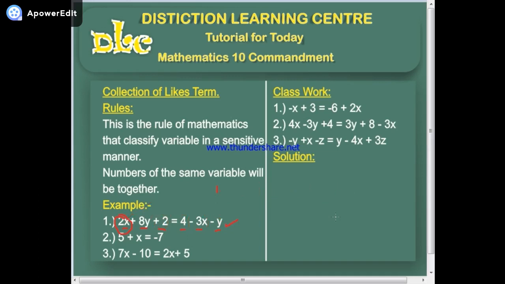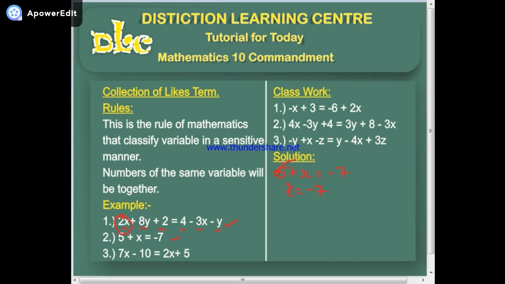Now how are we going to do example 2? So our example 2 goes like this: 5 plus x equal to minus 7. So how are we going to do this? Since it is only x that is the variable, you first write the x at the left hand side, x equal to, and write the number which is at the right hand side first, that is minus 7, with the sign, minus 7.